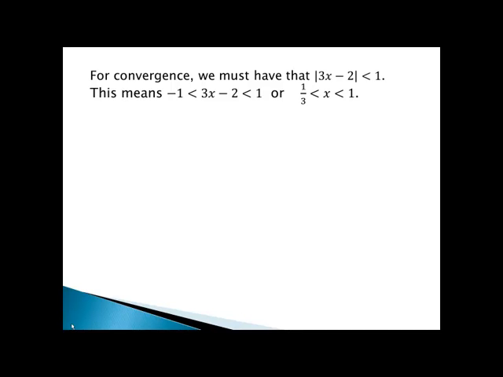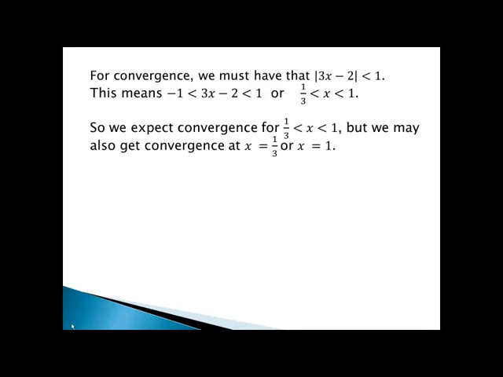Well, this means that 3x minus 2 is sandwiched between -1 and +1, or adding 2 throughout the inequality and then dividing by 3, I get that 1/3 is less than x, which is less than 1. So I expect convergence for values of x between 1/3 and 1, but I may also get convergence at the endpoints 1/3 and +1. So I'll check.